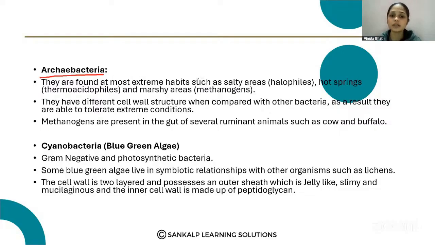Then archibacteria, that is the primitive type of bacteria that comes under the Monera. Based on the habitat, they are classified into halophiles. Halophiles means they live in salty areas, and archibacteria which live in hot springs are called thermoacidophiles, and those in marshy areas are called methanogens. So these three points are important, and they have different cell walls.